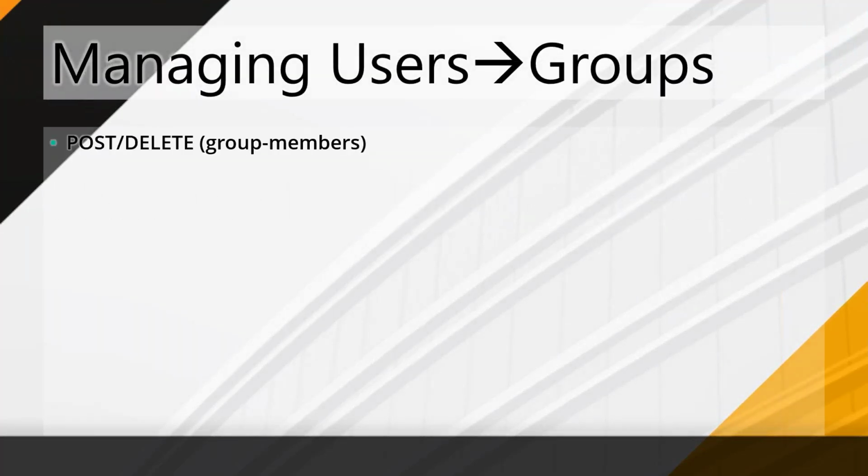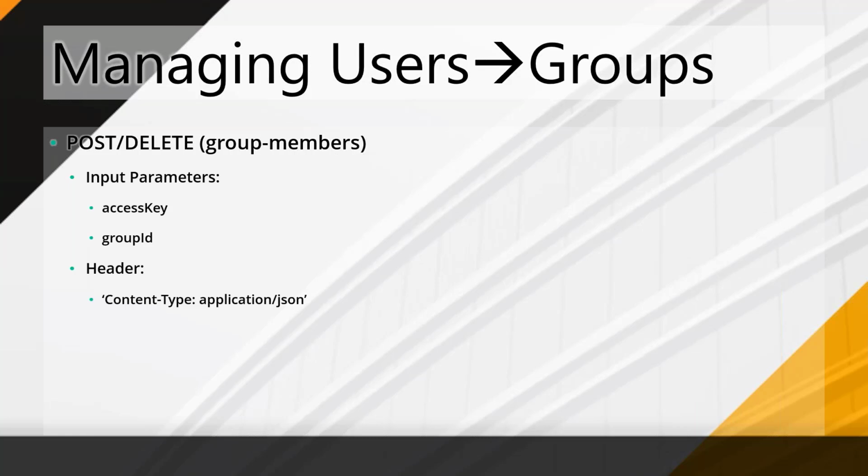Well, what does this type of call look like? This is a post command. So before we used a put, this is slightly different. It's a post and or delete for group members. The endpoint that we're going to be calling is group members. And with this, again, there's an input parameter, which is the access key. That's never going to change. There's a group ID, similar to my delete command, and then there's going to be a header telling it that there's a content type of application JSON, and there's going to be a body. And the body looks like this.